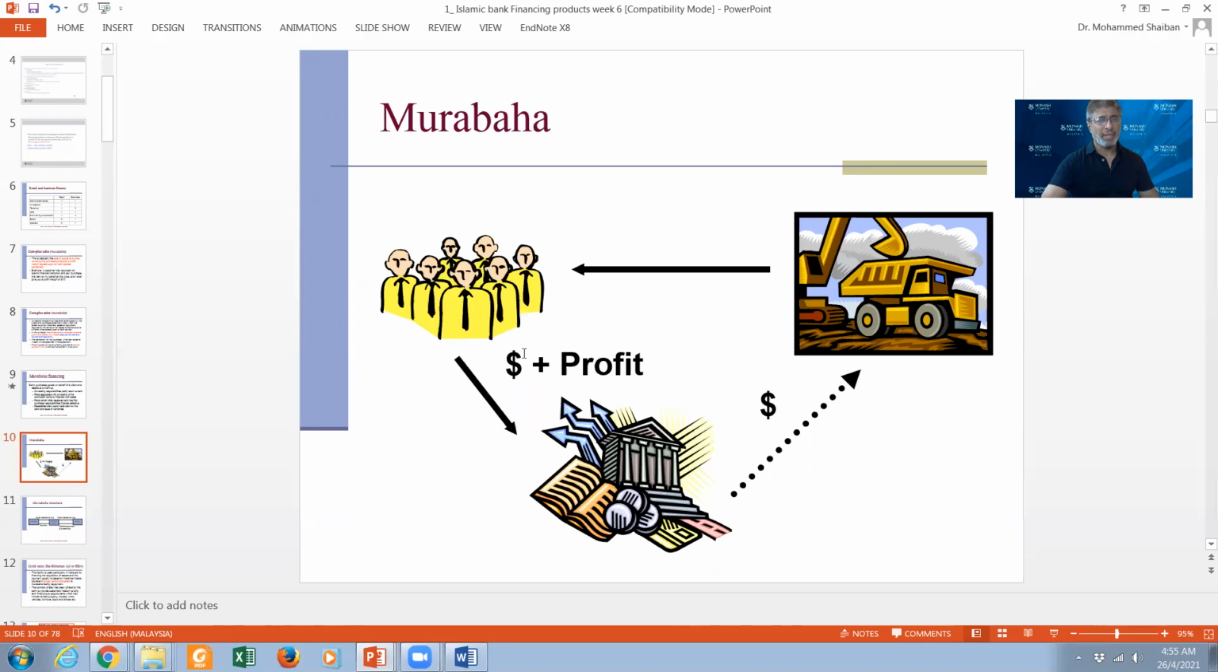And this is if you want a graph. So if I want to buy this machine, I will go to the bank. The bank will buy it for me from the supplier and will give it to me, as you can see here. So the customer will ask the bank to buy. The bank will buy this and pass it to the customer. The customer, after 1 year, will pay this dollar, which was used to buy this purchase, plus some profit. The transaction is over. It's very straightforward.